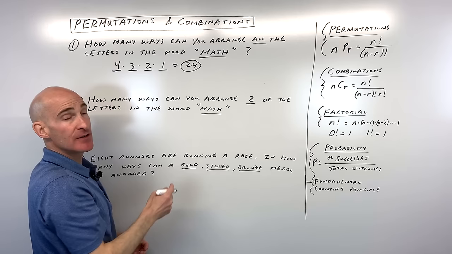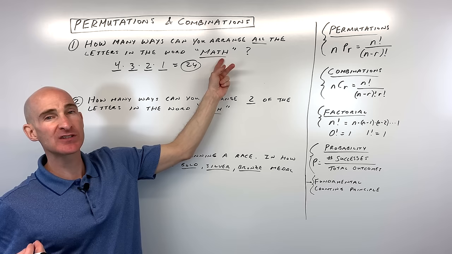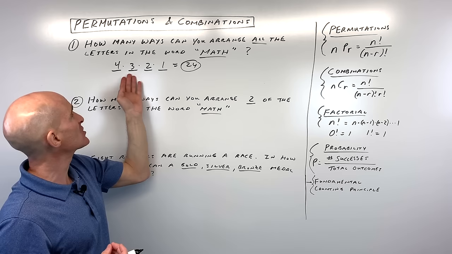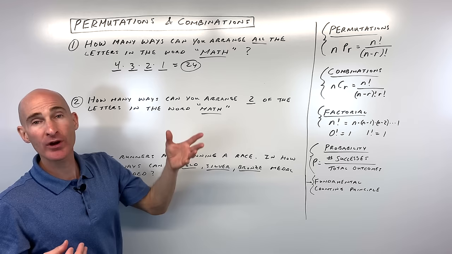letters in math. Now notice there's no letters repeated, and we'll talk about some of the problems later on where there's repetitions of a particular letter. But for this one, it's just going to be 4 times 3 times 2 times 1. And this is the fundamental counting principle. You just see how many choices in each category and you multiply them together.